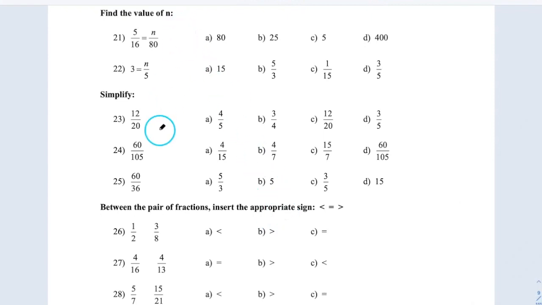Find the value of n. Basic equations. We have a fraction equal to another fraction. When you're solving for a variable that's one fraction equal to another fraction, it's simple. You just cross multiply.